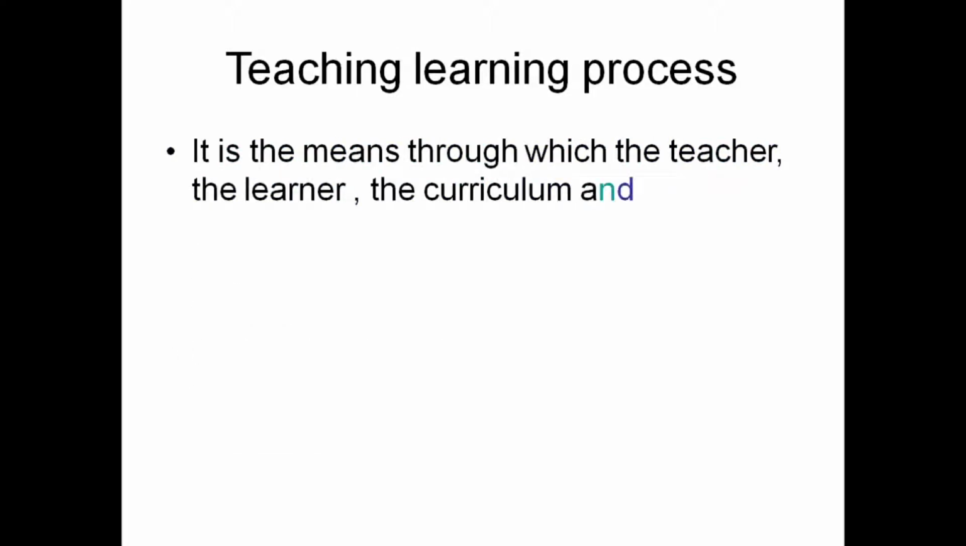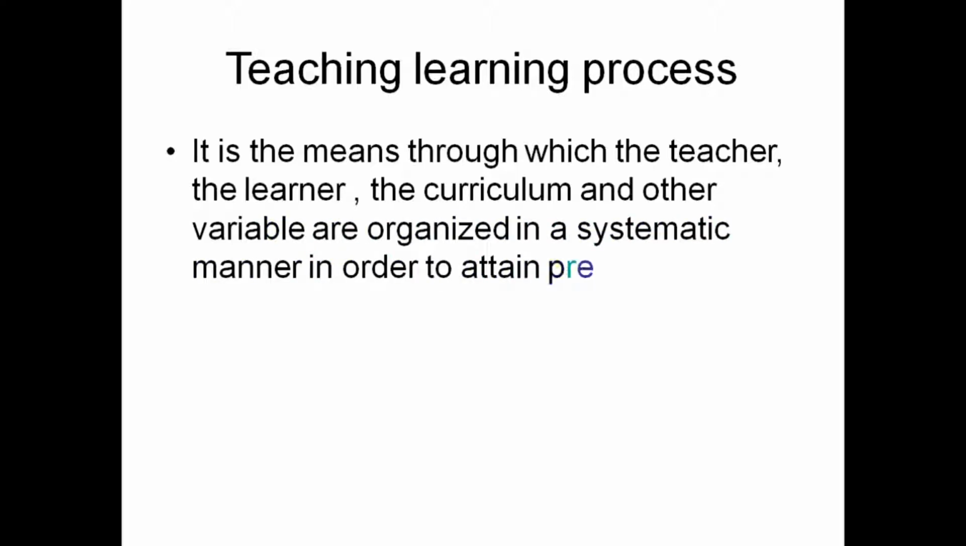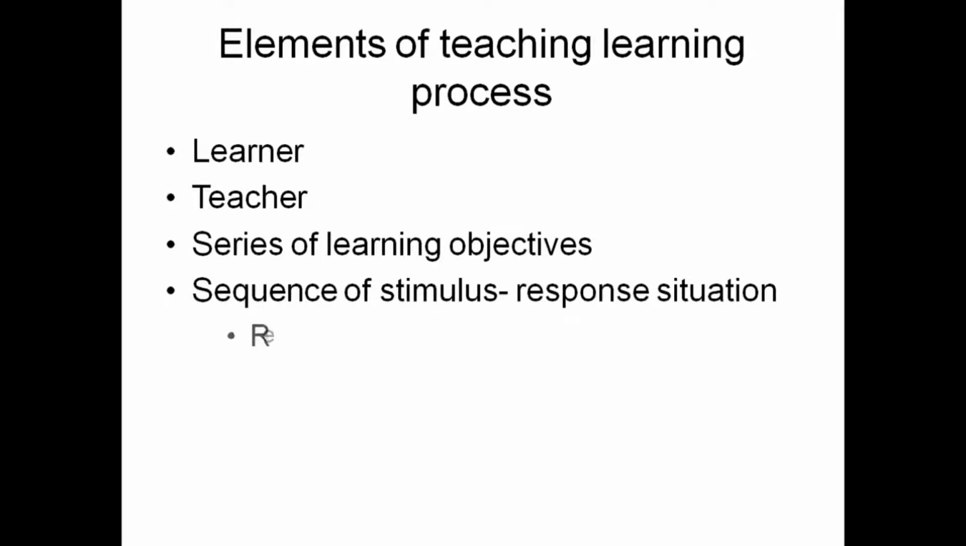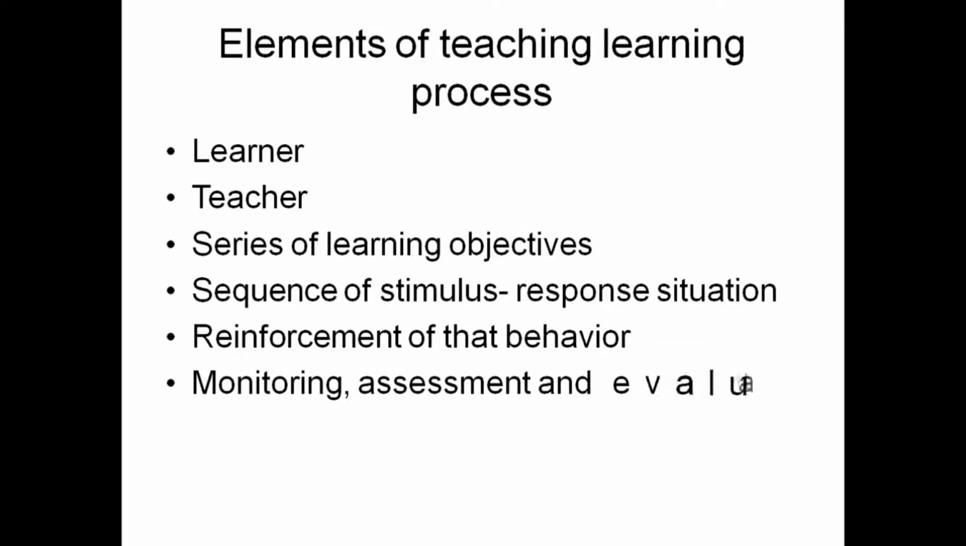Teaching learning process. It is the means through which the teacher, the learner, the curriculum and other variables are organized in a systematic manner in order to attain predetermined objectives. It is a three-way communication. Three-way means the teacher teaches, the student asks the doubts, and the teacher clarifies them. Elements of the teaching process include the learner, teacher, series of learning objectives, sequence of stimulus response situations, reinforcement of that particular behavior, monitoring, assessment and evaluation.